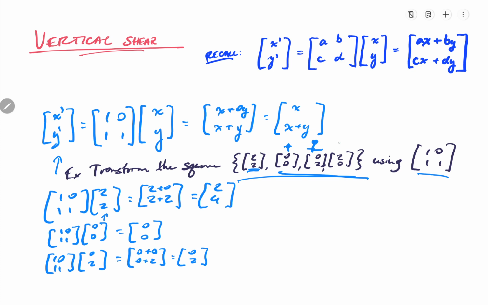Let's look at the original point that was 2 over on the x-axis, but no vertical movement. So we have 1, 0, 1, 1 times 2, 0. First times first is 2, second times second is 0, and then our second row will be 0 plus 0. So we have 2, 0.